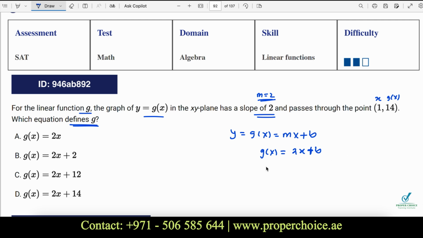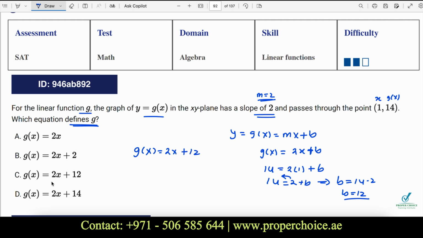So it is going to be 14 equals 2 times 1 plus b. So 14 equals 2 plus b. Take the 2 to the other side, it turns negative 2. So b equals 14 minus 2, which is going to be 12. So finally the function will be g of x equals 2x plus 12, which makes sense with option C. As I said, the slope is 2 and the y-intercept is 12. So that is matching with option C.